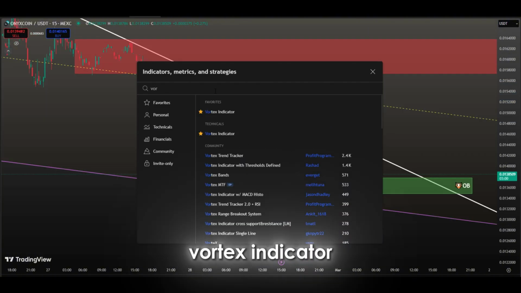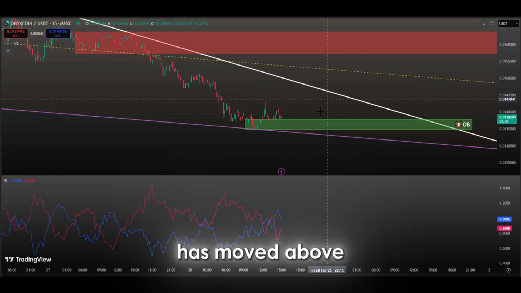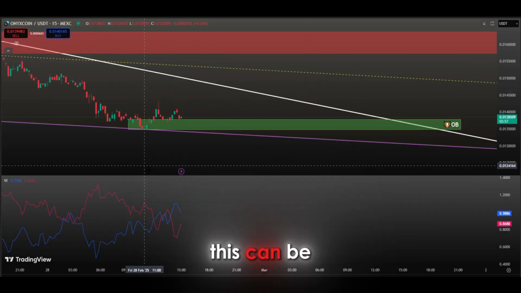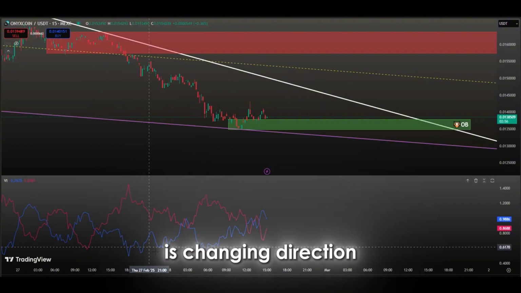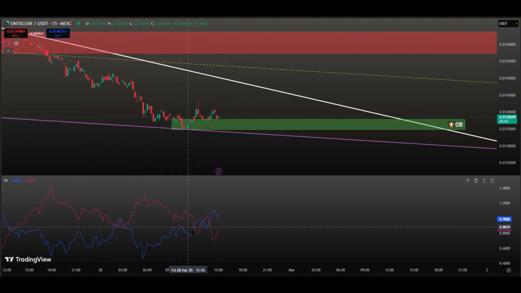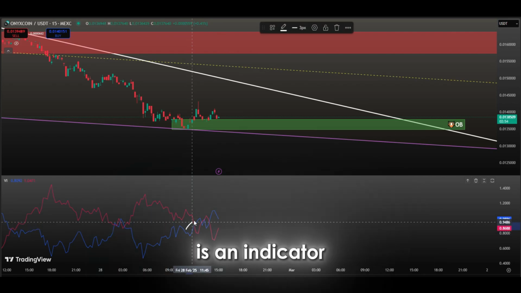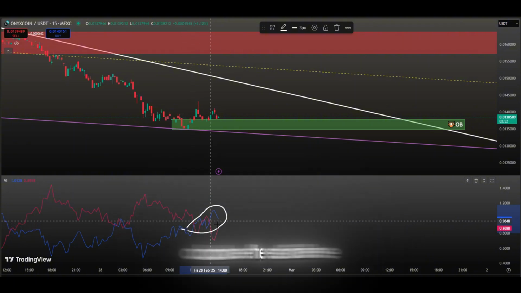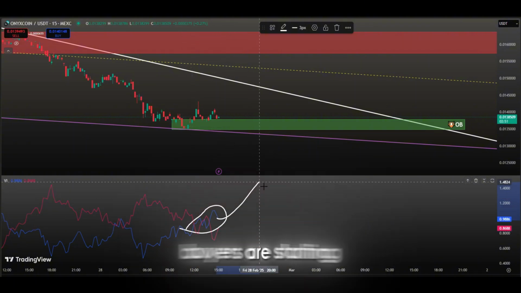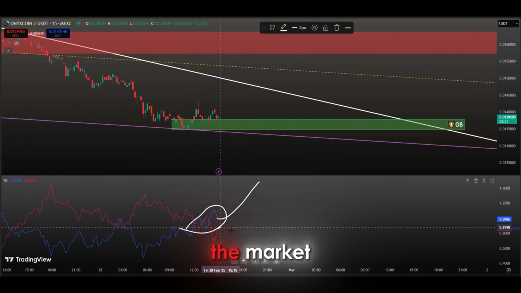Looking at the vortex indicator, we see that the blue line has moved above the red line. This can be considered as a strong technical signal that the market is changing direction and entering a bullish trend. The vortex indicator is an indicator that helps determine the direction of the trend, and when the blue line crosses above the red line, it indicates that buyers are starting to dominate the market.